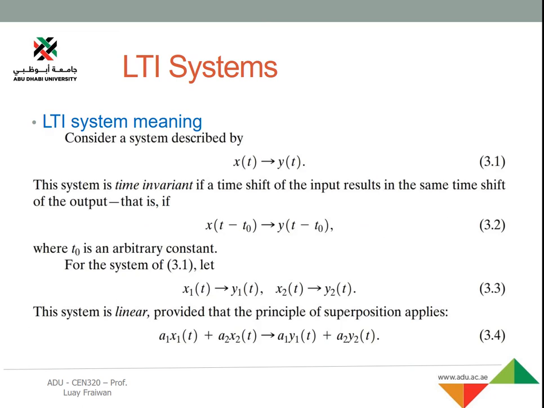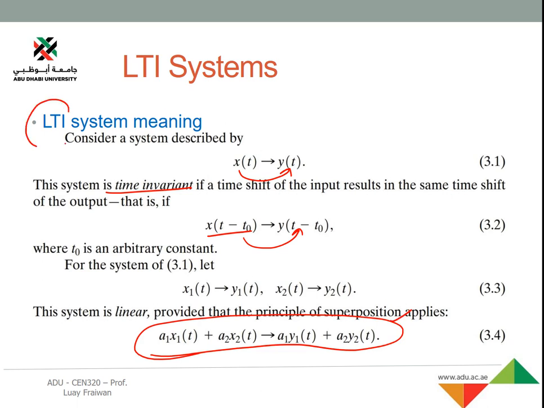We have seen earlier the time invariant property, as I was just explaining. If an input x of t produces y of t, then the shifted input would produce y of t minus t naught. This is the time invariant property, and the linear property is the one I just explained. Combining these two makes the linear time invariant system. This is just a brief review of what we studied last time.